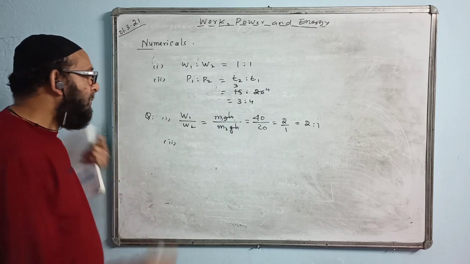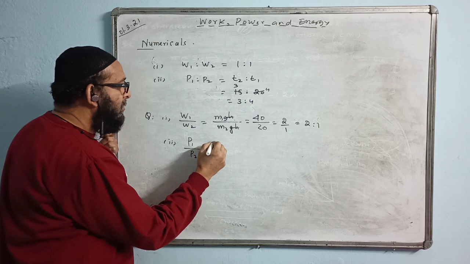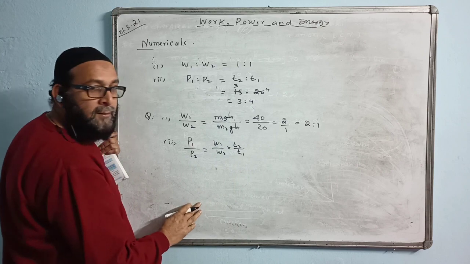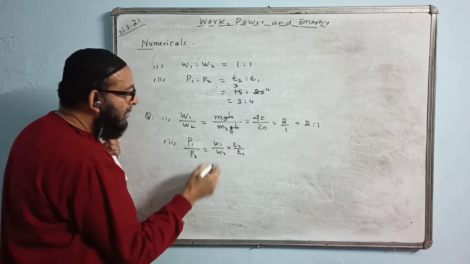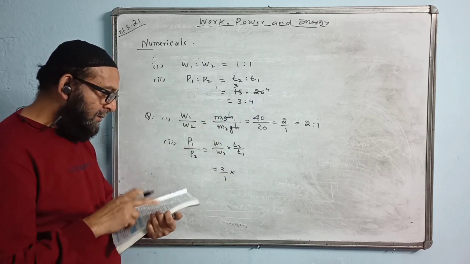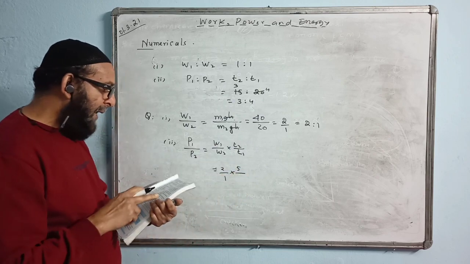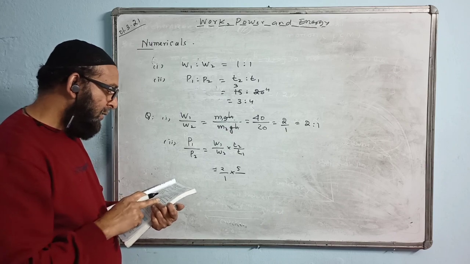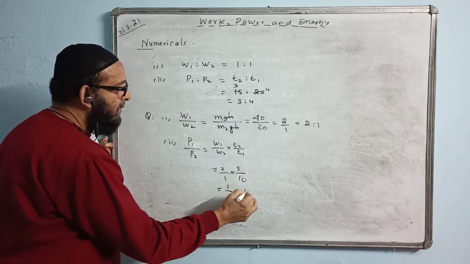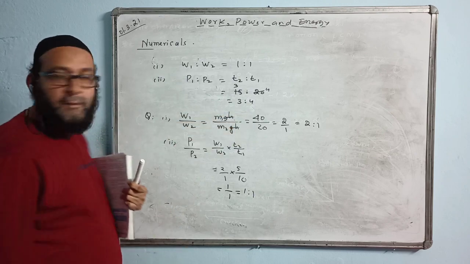Now the power developed. Power formula is work by time. So P1 by P2 is equal to W1 by W2 into T2 by T1. W1 by W2 ratio we already have, 2:1, right? T2, the time taken by the girl, is 5 seconds, and the time taken by the boy is 10 seconds. Now what is the answer? 10 by 10, the answer will become 1:1. The ratio of power is 1:1 and the ratio of work done is 2:1.